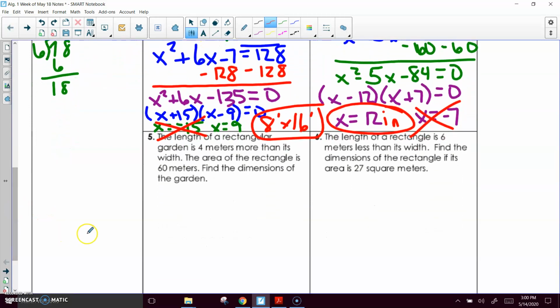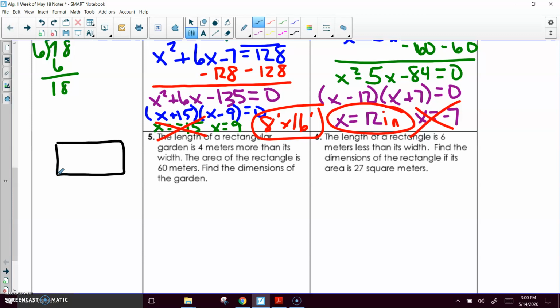The length of a rectangular garden is 4 meters more than its width. The area of the rectangle is 60 square meters. Find the dimensions of the garden. They didn't give us a drawing here, so let's make our own drawing. I'm a visual person, and I think a lot of you are as well, even if you don't admit it.